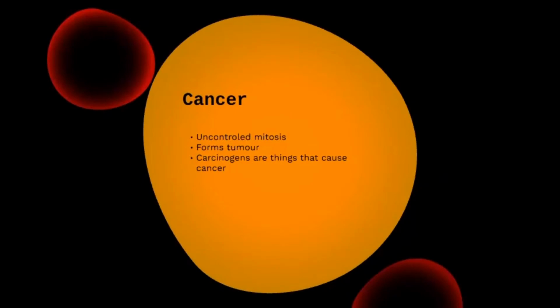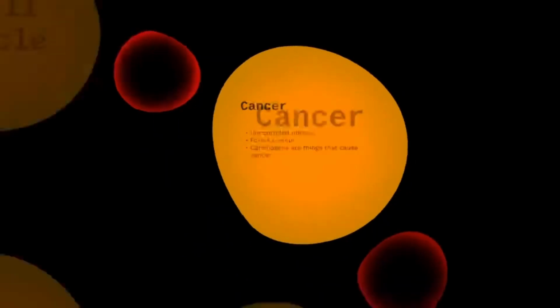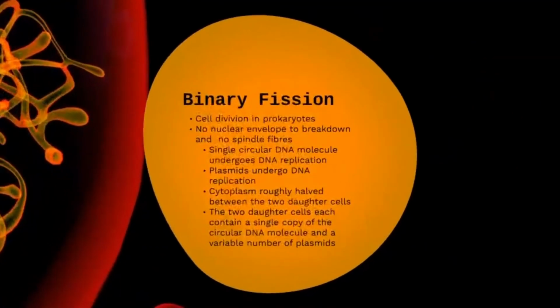Finally, we're just going to have a quick look at how prokaryotes divide. As we learned in our previous lesson, prokaryotic cells don't have a true nucleus. So during cell division, they don't need to break down their nuclear envelope, and also there are no spindle fibers present. We call cell division in prokaryotes binary fission, and what happens is the single DNA molecule undergoes DNA replication, and then the plasmids also undergo DNA replication.